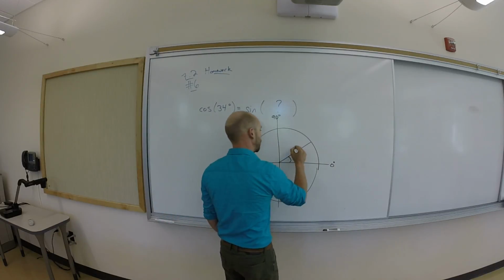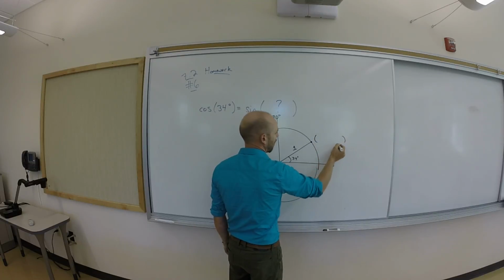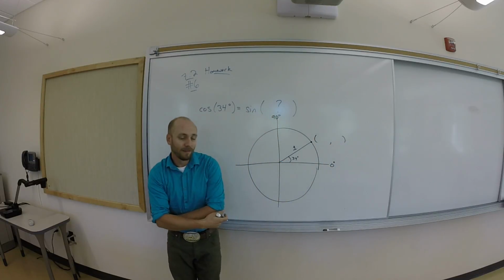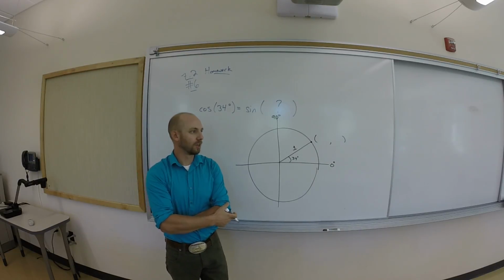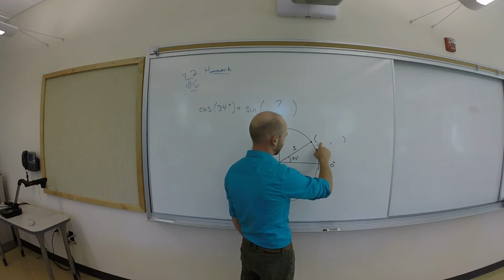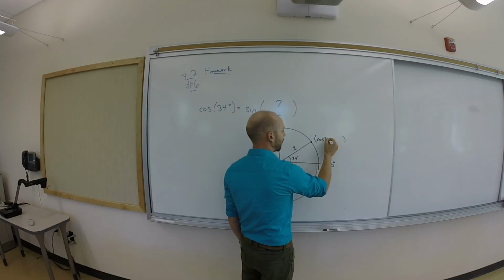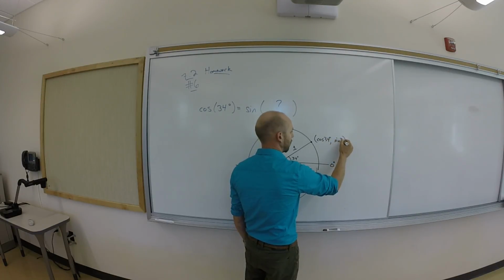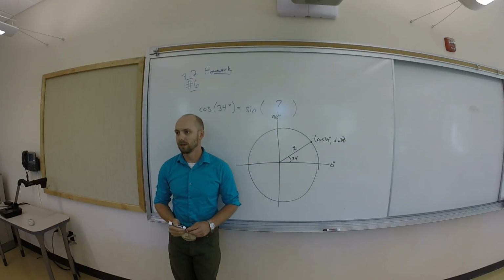Radius is 1. Good. So that length is 1. What about this point here? Sine, cosine. Yeah, that's a sine and a cosine, right? Which one's the x? Cosine. Okay, so this is going to be cosine of 34 degrees, and the y is going to be sine of 34 degrees, right? You see this?